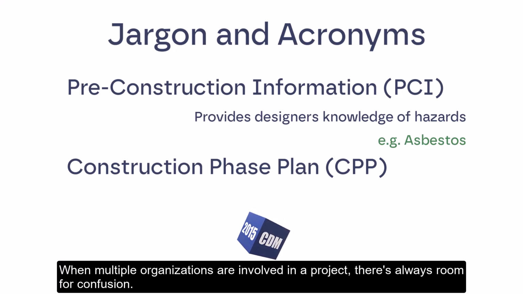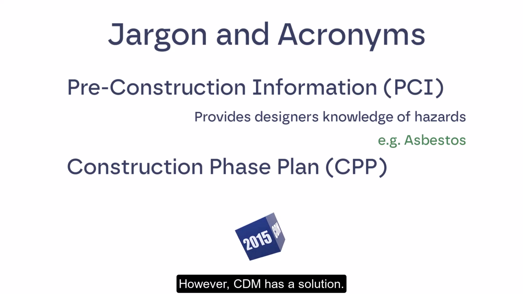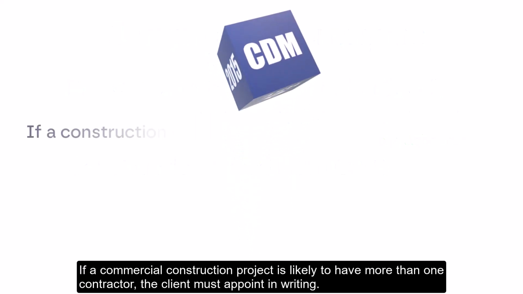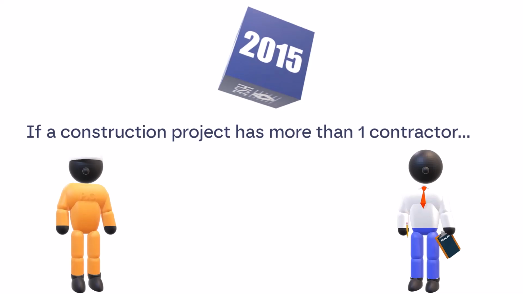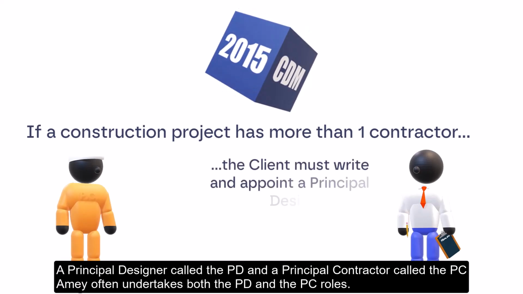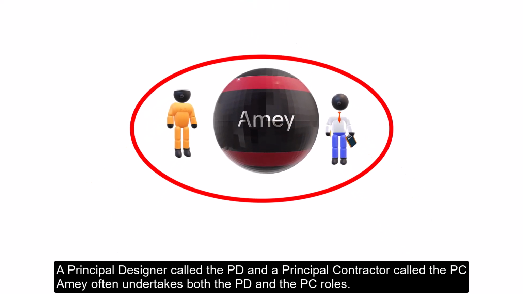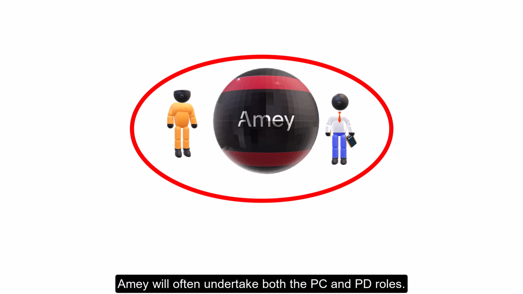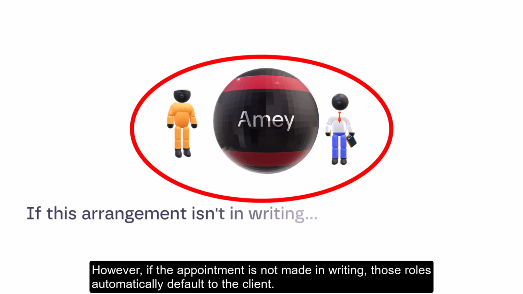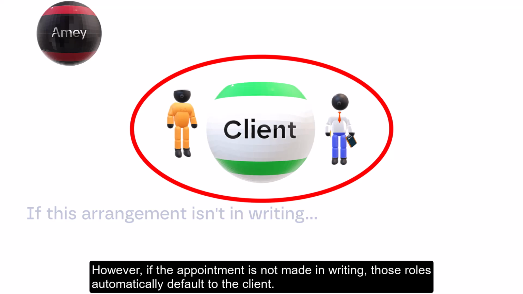When multiple organizations are involved in a project, there's always room for confusion. Yes, I can see that. However, CDM has a solution. If a commercial construction project is likely to have more than one contractor, the client must appoint in writing a principal designer called the PD and a principal contractor called the PC. Amy often undertakes both the PD and the PC roles. I didn't know that. Yes, Amy will often undertake both the PC and PD roles. However, if the appointment is not made in writing, those roles automatically default to the client.